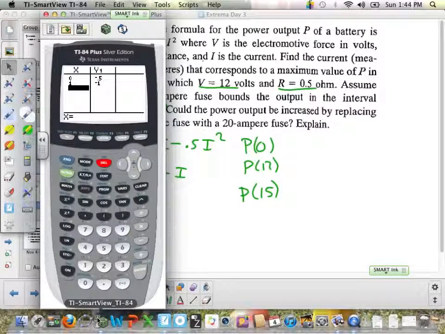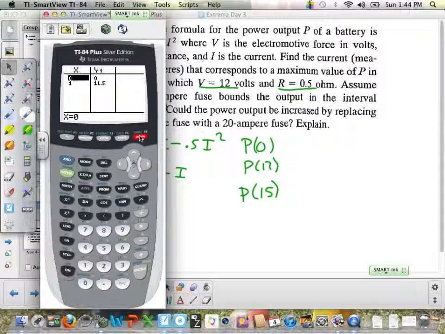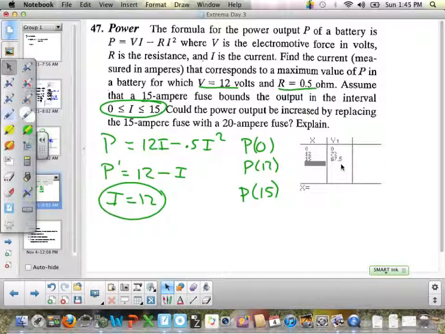All right, so go back. My function here now is 12I minus 0.5I squared. And I need to check my critical numbers and my endpoints. 0, 12, and 15. All right, so here my max power is 72.